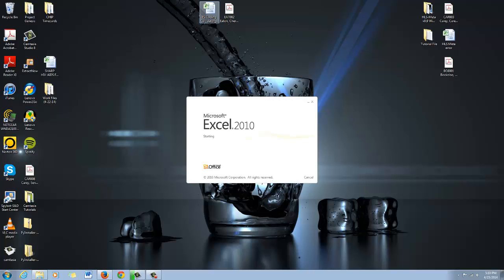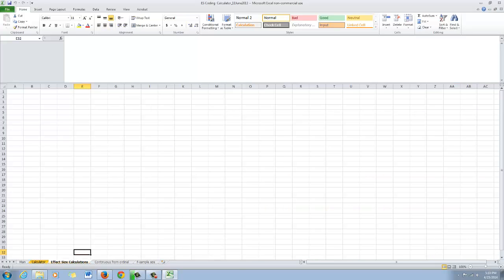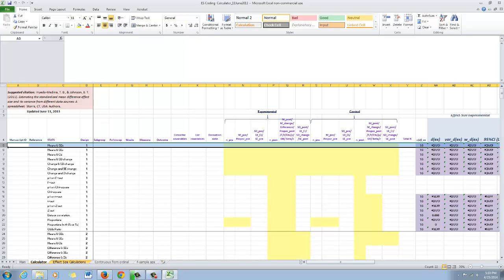Now if you open up the calculator, if you don't have this tab already, please create it, Effect Size Calculations tab. This is where you're going to create your database of effect sizes that you're going to accumulate. So you're going to create this tab, and you're going to use that tab and the calculator tab to calculate your effect sizes.